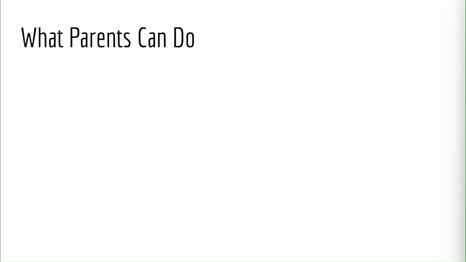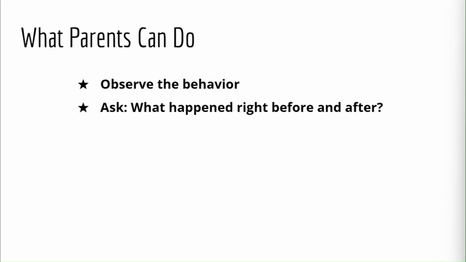What parents can do? You can observe the behavior. What did it look like? You can ask yourself, what happened right before and right after that behavior? Remember our ABCs of behavior, and I would recommend collecting that ABC data. Try to identify the function. What does the child get out of this behavior typically?